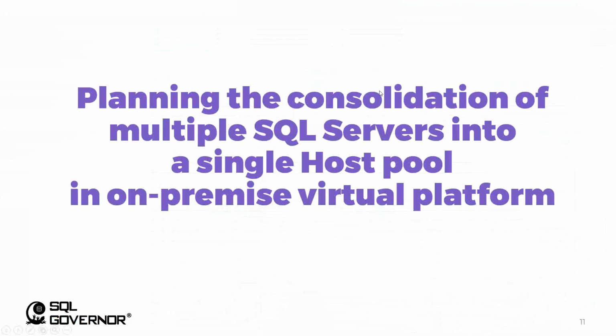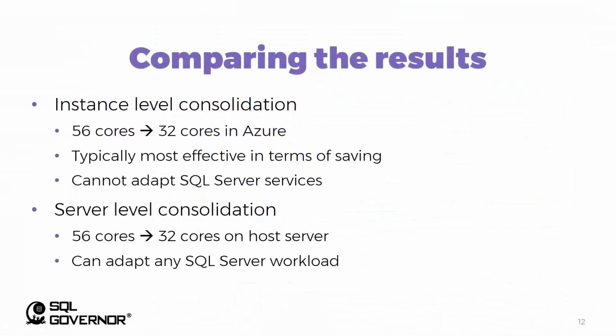And now the last, not the last demo, sorry, before that, comparing the results. As you saw, the instance level consolidation was quite easy to do, and there was relevant reserve still on those servers from 56 to 32 cores. This is quite typical. We have average 44% savings with our software on consolidation cases. Of course, that can vary on case basis, but that's what we have on average in our cases.